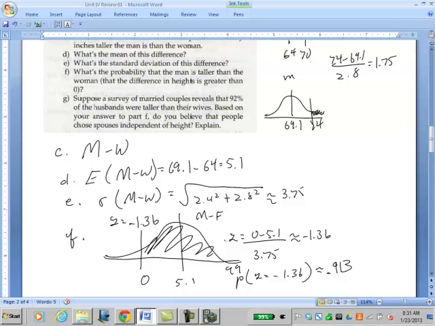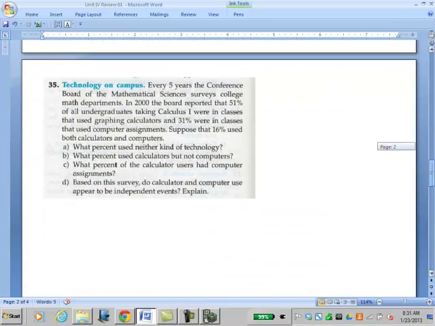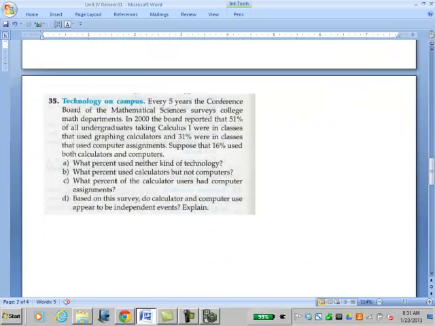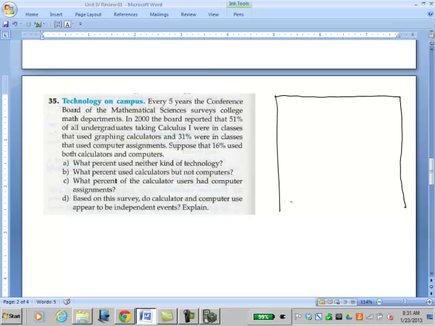That's it for the beanstalk. That's it for page 1. Technology on campus. This kind of gets back to the beginning of the chapter. The first thing you want to do here is draw yourself a Venn diagram. In a free response question, you're not going to have to do this, but I'm going to want you to provide statistical justification for your answers, and a Venn diagram is an easy way to do that.